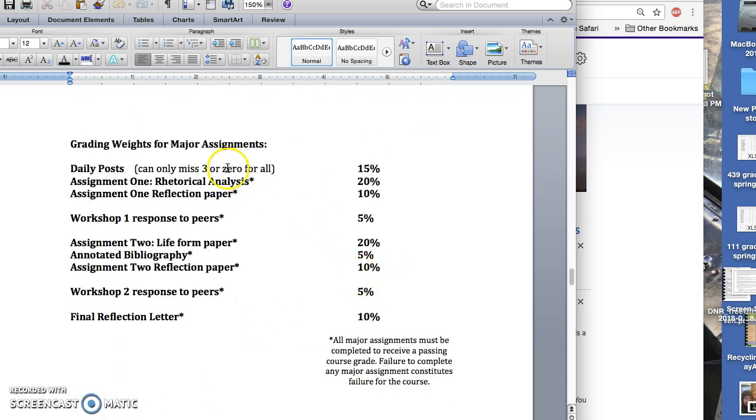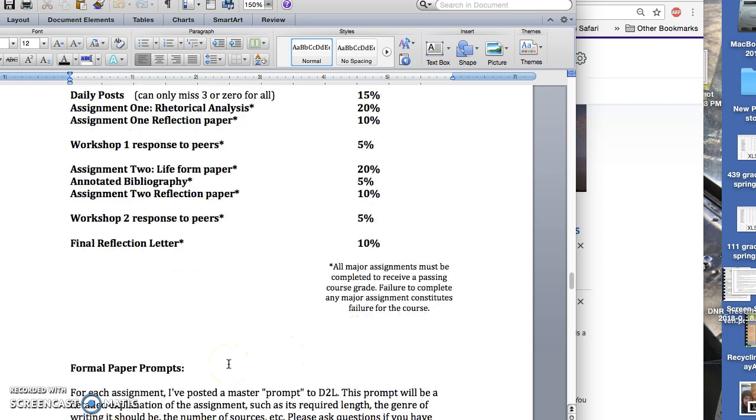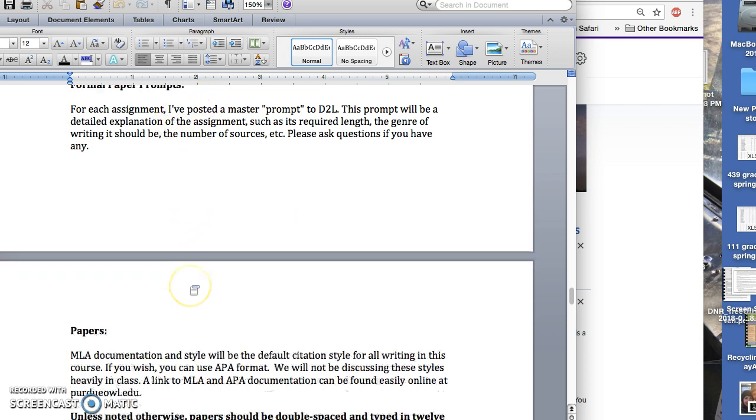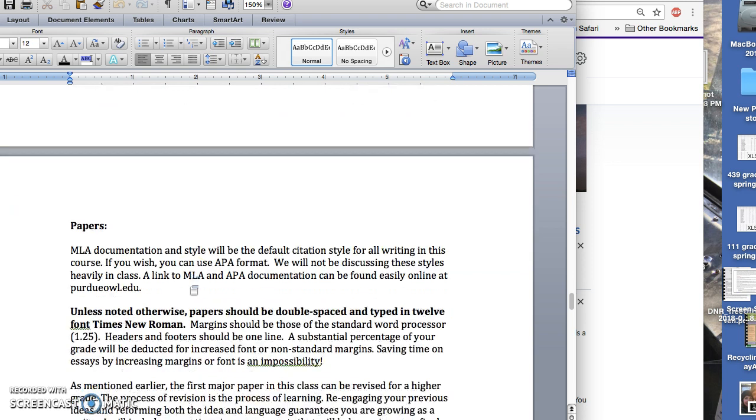Here's what the assignments look like. All the assignments are listed here and their weight in the course. Again, you need to do all of them in order to be eligible. The formal paper prompts, that's the other document we'll look at in a minute. So it's on D2L, we'll take a look at it.